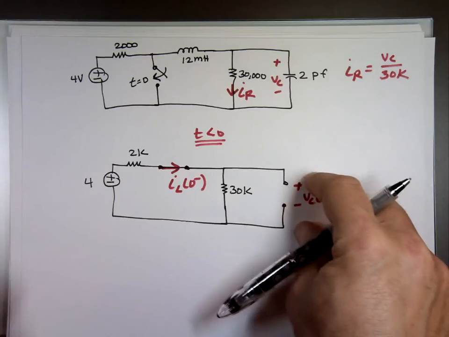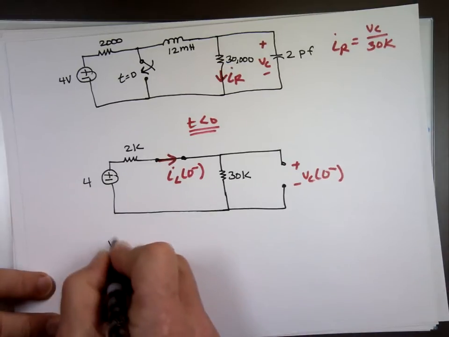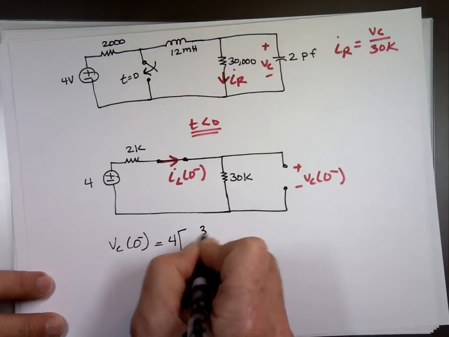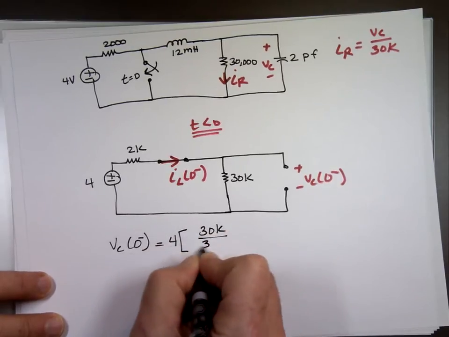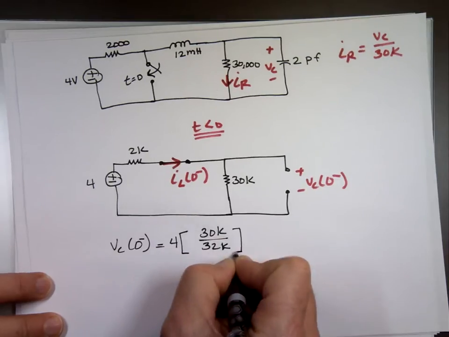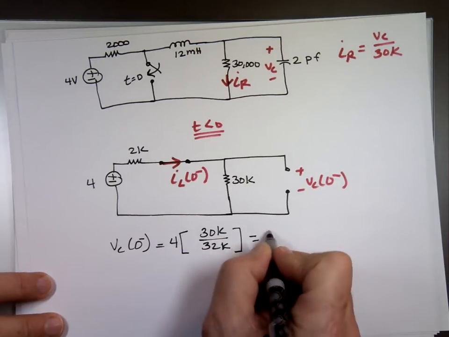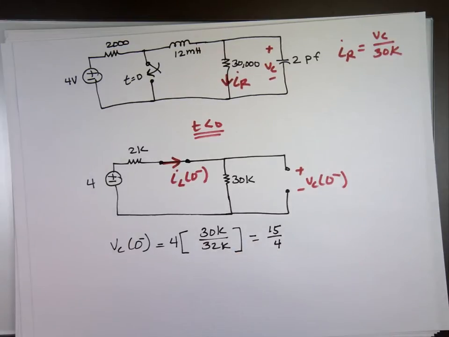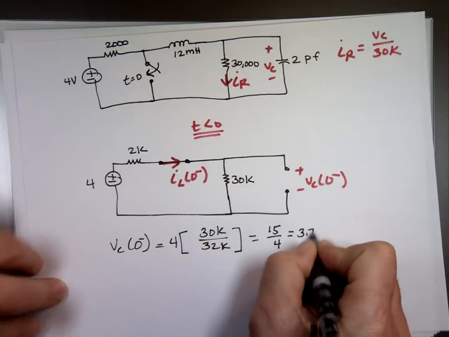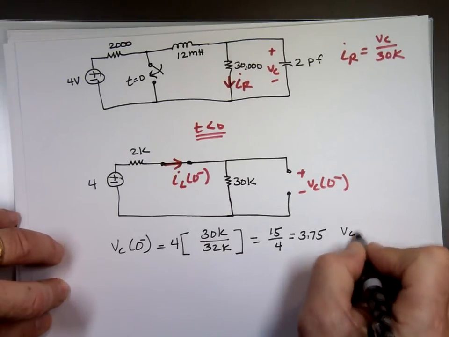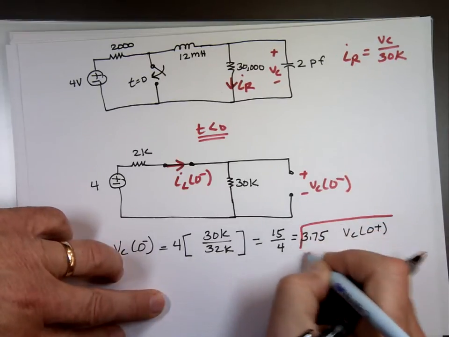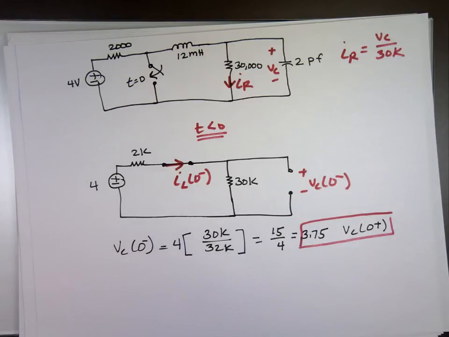So the voltage here is really nothing more than voltage division. VC at 0 minus is going to be 4 times the resistor, which is 30K, over the sum of them, which is 32K. 15 over 4, which is 3.75. And that's the voltage across the capacitor at 0 plus. I will need that when I'm looking for K1, K2. That's one of them I'm going to need.